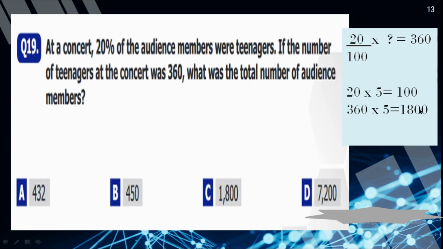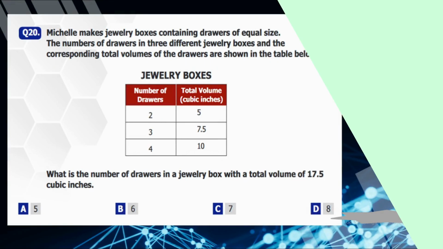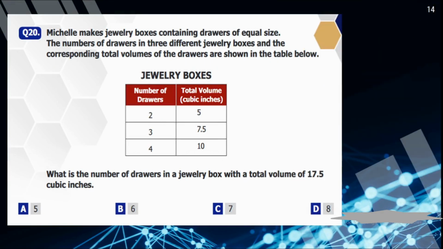That is 1800. So there were 1800 members in the concert. So option C is our answer. Question number 20. Michelle makes jewelry boxes containing drawers of equal size. The number of drawers in 3 different jewelry boxes and the corresponding total volumes of the drawers are given in the table below. What is the number of drawers in jewelry box with the total volume of 17.5 cubic inches?